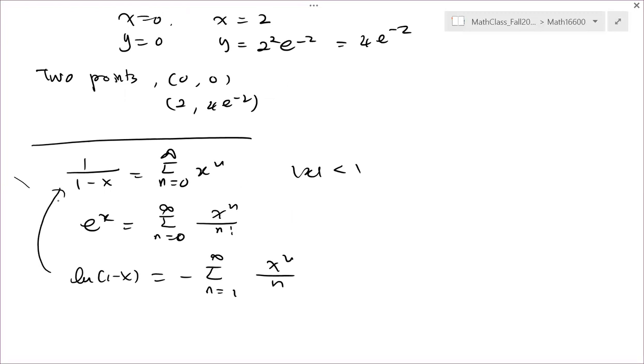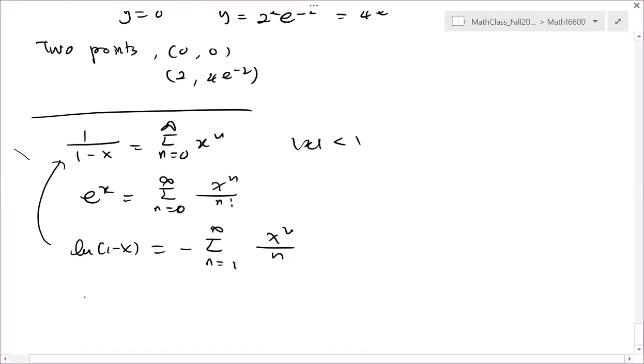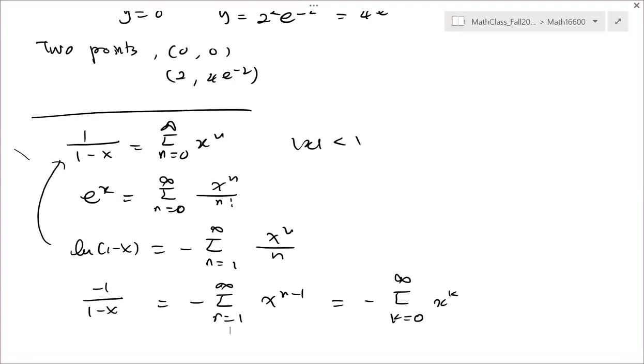So if you differentiate both sides, you get negative one over one minus x squared. When you differentiate this side, n is gone, just x to the n minus one. After you change the index, k from zero, x to the power k, where k is going to be n minus one. So this is nothing but the first one. Remember, if the function is represented by a power series, you can differentiate both sides, and you can integrate both sides.